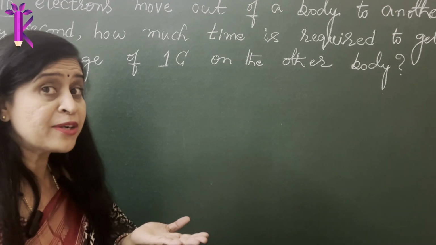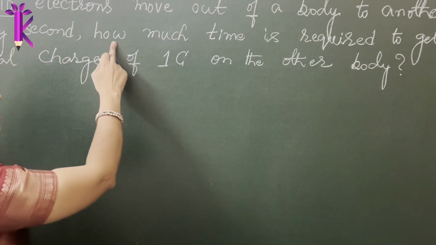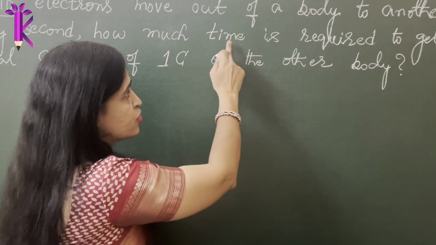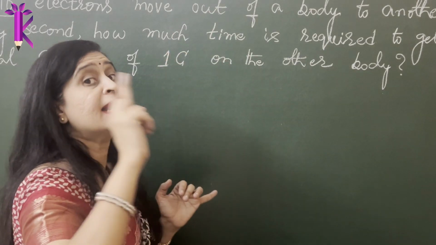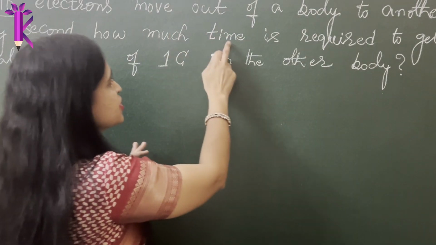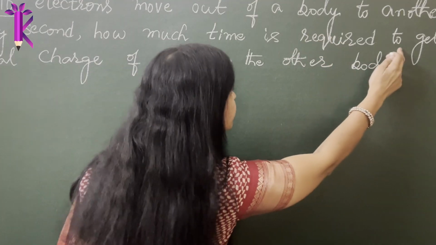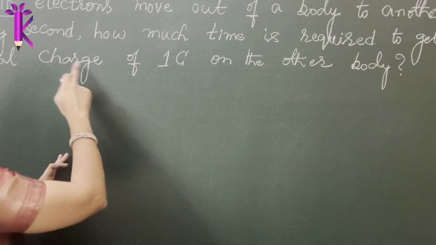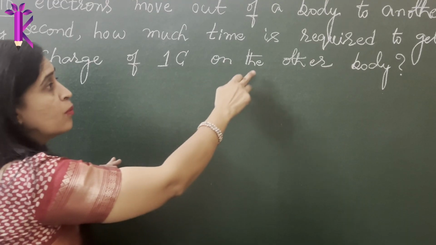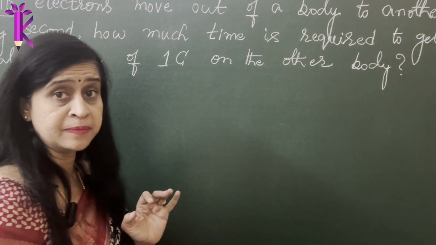What are we required to find out? We are being asked how much time. So here basically you are calculating time. How much time is required to get a total charge of 1 coulomb on the other body?